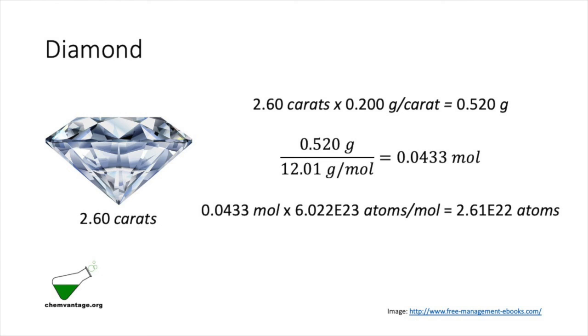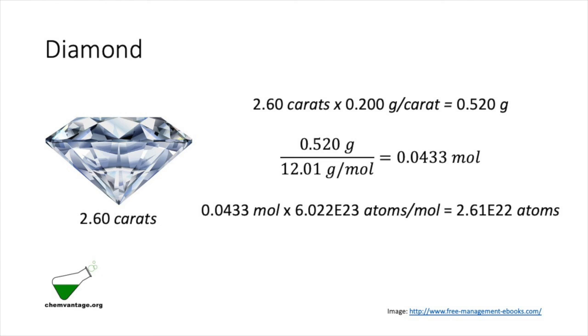Now we can convert between grams, moles, and atoms. For example, we can find the mass of a 2.6 carat diamond by multiplying by 0.2 grams per carat to get 0.520 grams. If we divide this number by the molar mass of carbon, we get 0.0433 moles.